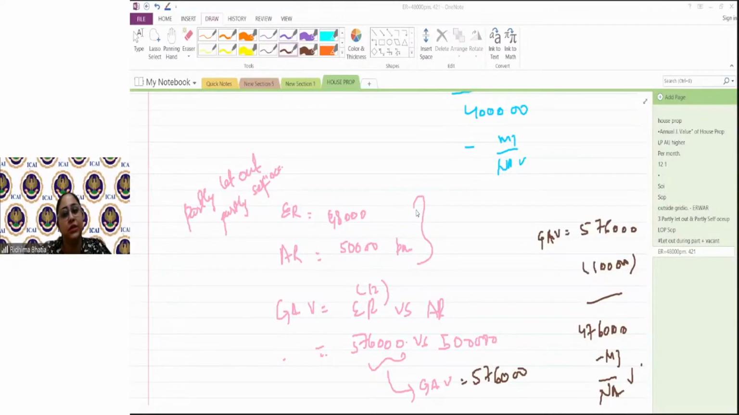अब मैंने क्वेश्चन कर लिया. I hope there would be no doubt. Okay. GAV expected rent, guys, in all situations you have to take for the entire year.